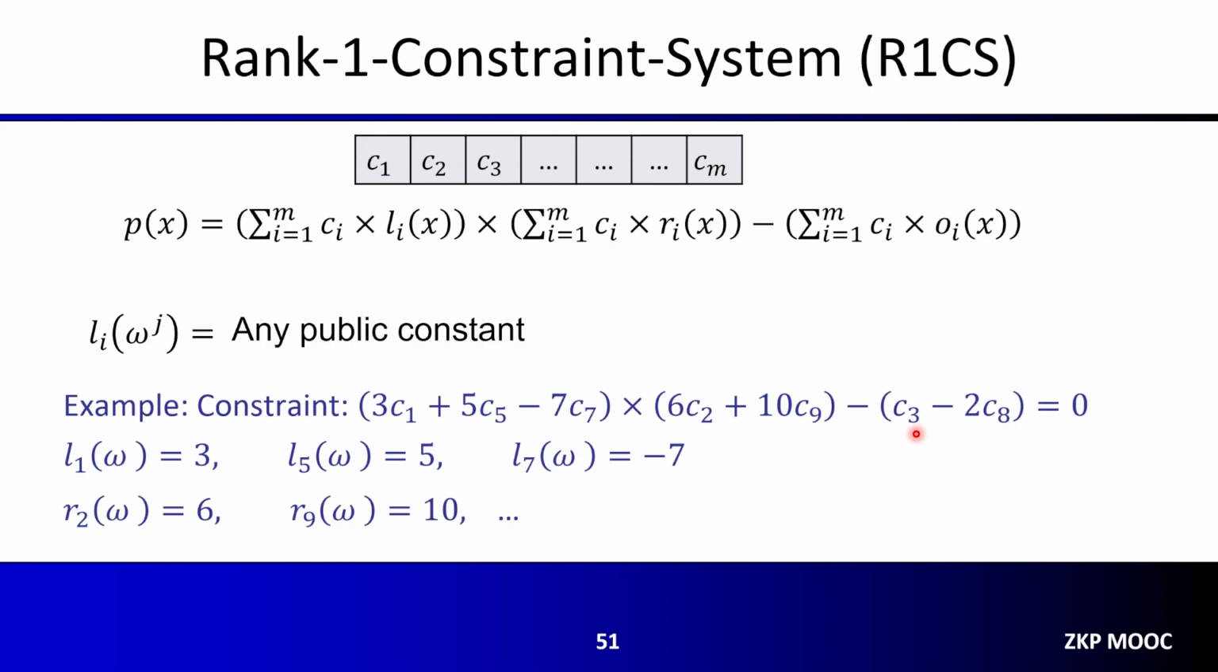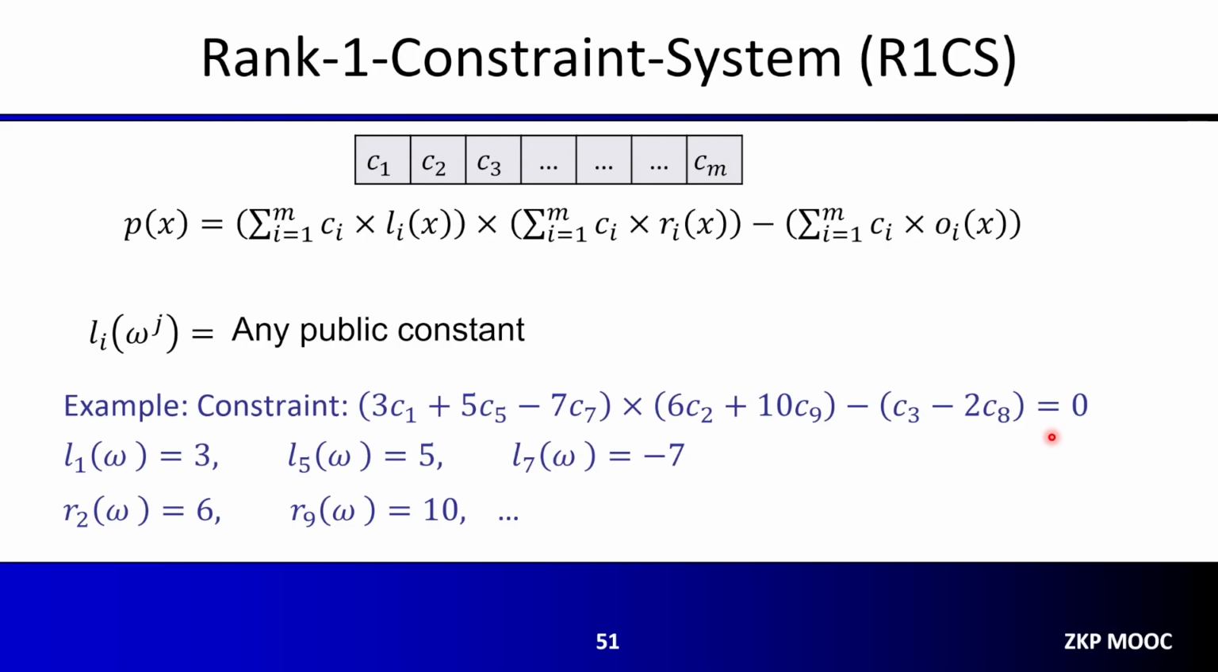The only difference is that instead of defining things as 0 and 1, we can define them as any public constant. And in this way, the same system can support this kind of generalized constraint, where you have a linear computation on the extended witness times another linear computation equals a third linear computation. And that is exactly called a rank 1 constraint system. And that's it. That's a simple generalization, right?